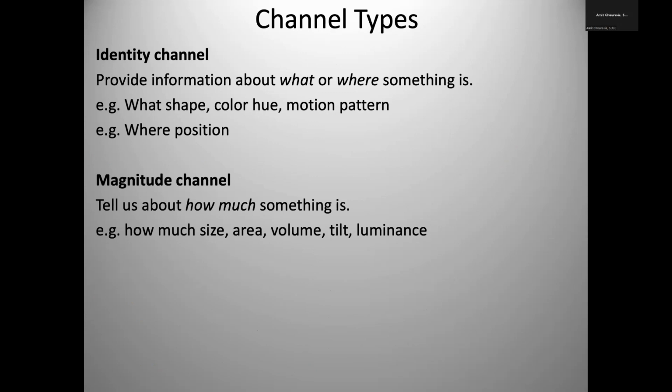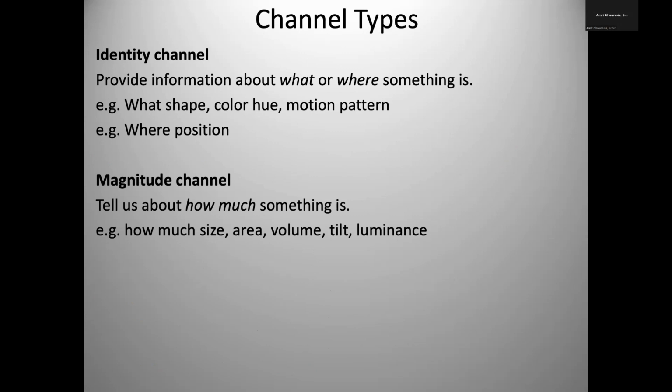Now, when we look at channels, there are two types of channels. One of them is called the identity channel, which provides information about what something is or where something is. The shape, color hue, and motion pattern tell us exactly that. Position can tell us where something is, and shape, color, and hue can tell us what something is, or what pattern it is. Then we have another type of channel called the magnitude channel, which tells us how much something is. How much is the size of something, the area of something, how bright something is, and those are magnitude channels.